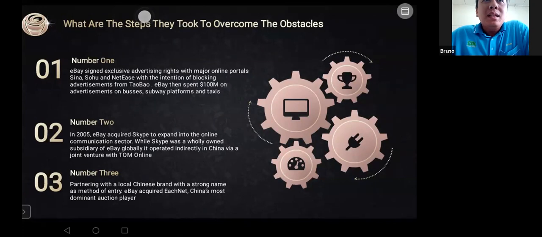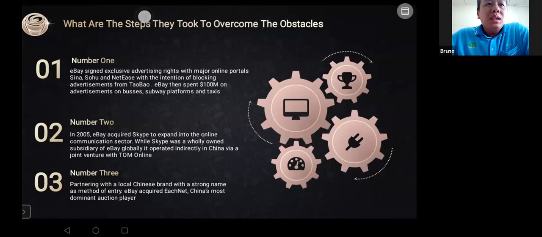The steps that eBay took to overcome the obstacle: one is eBay signed exclusive advertising with major online portals such as Sina, Sohu, and NetEase, with the intention of blocking all the advertisements from Taobao. eBay spent around 100 million, mainly on advertisements in buses, subways, platforms, and taxis, so that the eBay advertisement can be shown all over the China market.